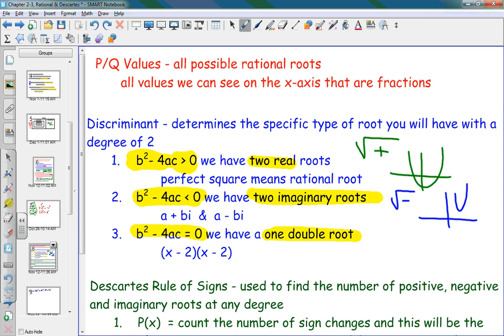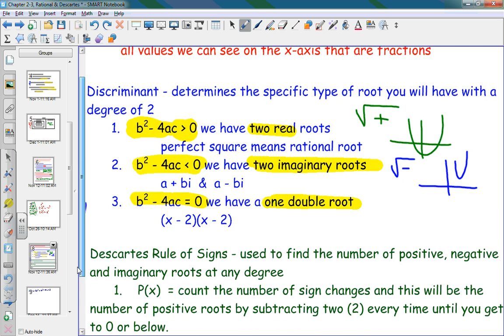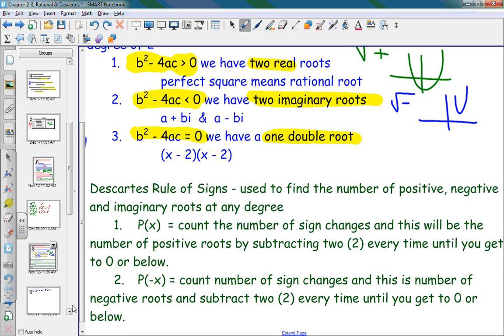Now, b squared minus 4ac is equal to 0. When it's equal to 0, that means that this thing has a double root. Because what's the square root of 0? 0. Does it change the quantity of the b squared or negative b? No, it doesn't. Which means this thing is a double root, meaning it is touching the x-axis at one spot and coming right back up. And we talked about that previously. Okay, so P over Q, Descartes, and the discriminant give us a lot of information about what our function looks like.